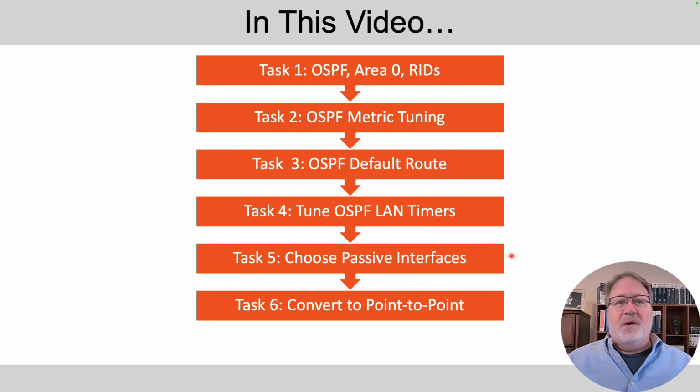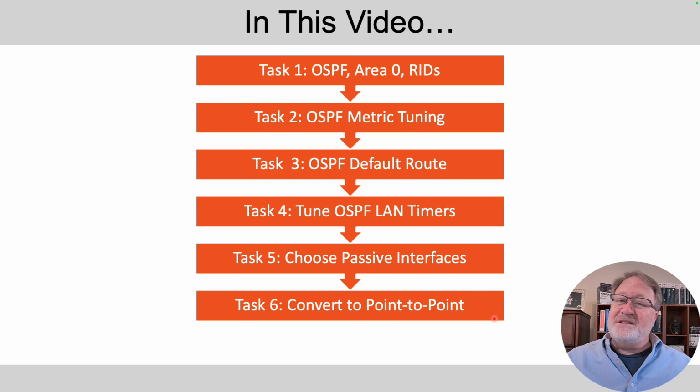So in this video, I break it down by task. The lab breaks things down by task, so the configuration tasks are numbered 1 through 6. It starts out by configuring OSPF and router IDs on all 7 routers. Then it moves on to optional tasks like metric tuning at task 2, default route at task 3, tuning some OSPF LAN timers at task 4, and then passive interfaces and point-to-point network types at the end.